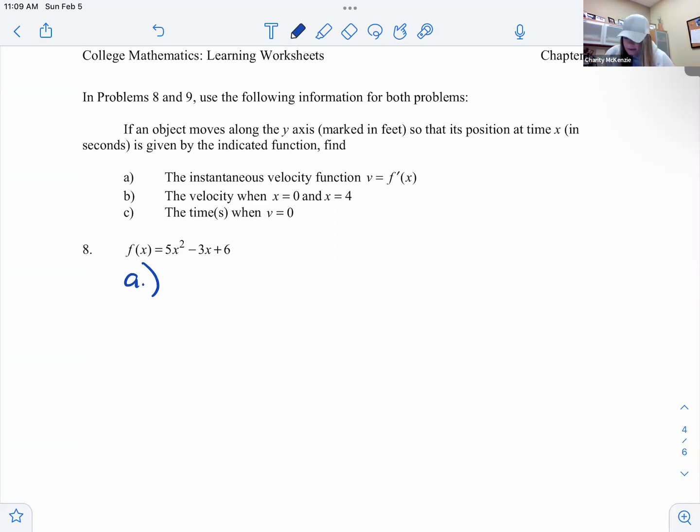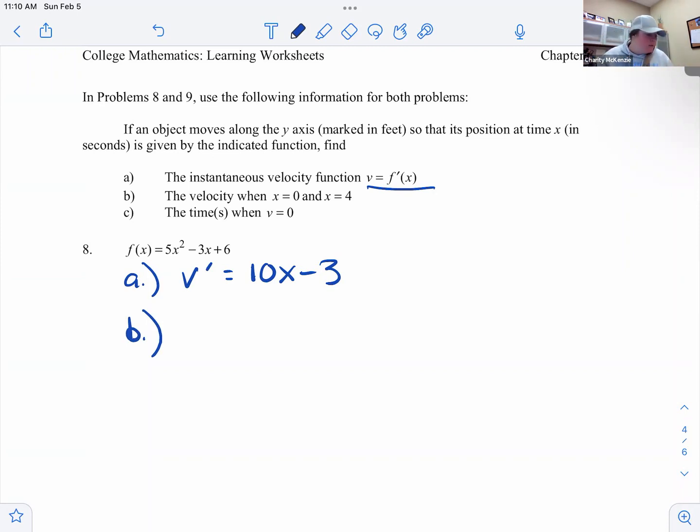It's just a derivative. It already kind of labeled that for you. So the velocity's derivative, or you can do f of x with the prime symbol. Okay, so we would go 2 times 5 is 10x, because the 2 goes to 1, and then minus 3. That's it. So that's all A is asking, is the instantaneous velocity, which we know is just the derivative.